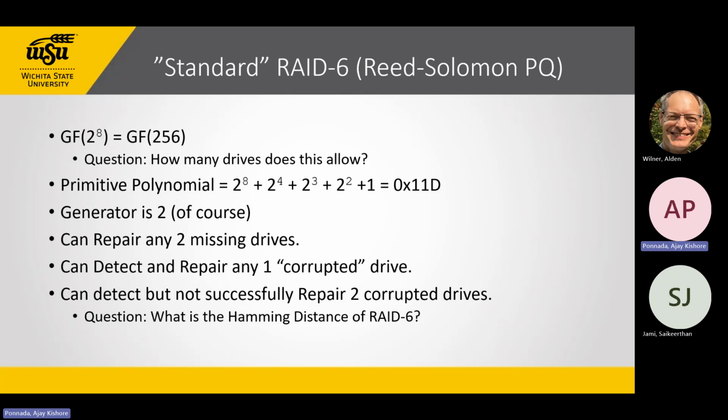It can repair any 2 missing drives. It can detect and repair 1 corrupted drive. It can detect but not successfully repair 2 corrupted drives. So what is the Hamming distance of RAID 6? It should be 4. 4 minus 1 is 3. It can detect 3, but it can only repair 2 drives.